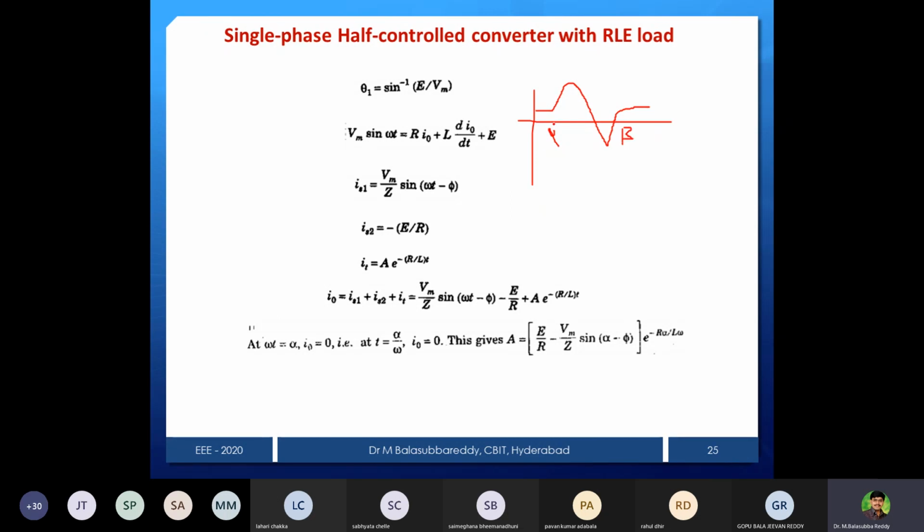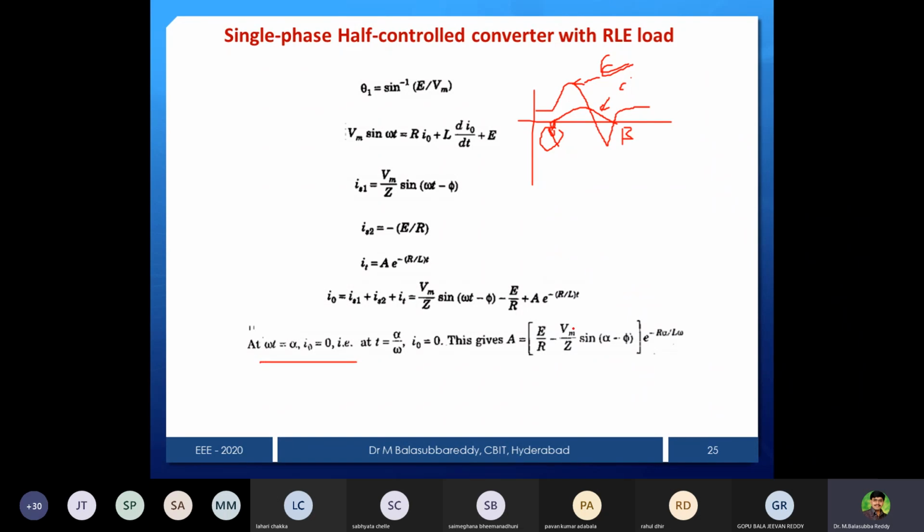This is the voltage waveform. The current waveform starts at alpha, rises up to pi and then decreases to beta. So this second one is the current and the first one is the voltage. Using these two waveforms, we substitute the initial condition. See that at omega t equal to alpha, what is the current? 0. That is the first initial condition, so you can get the value of A.